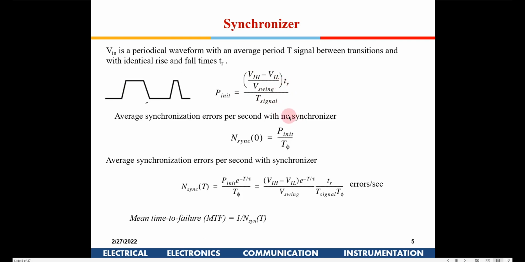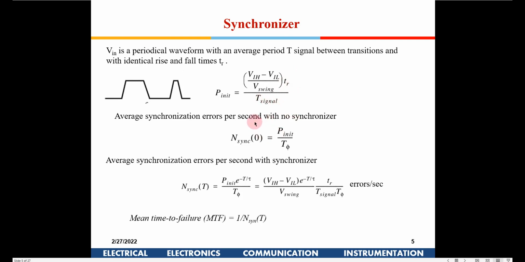Yeah, TR is the rise time. If we assume rise time and fall time are equal, then TR becomes the rise time, right? So this is the voltage range which can cause a problem. This is the total voltage swing. This is the time period which can cause a problem. This is the total time.